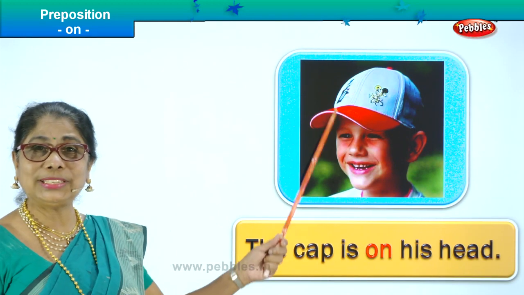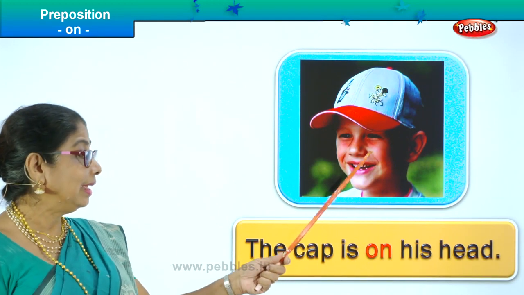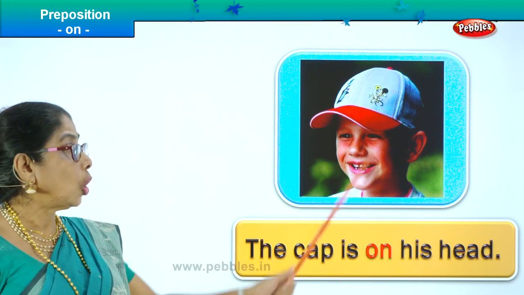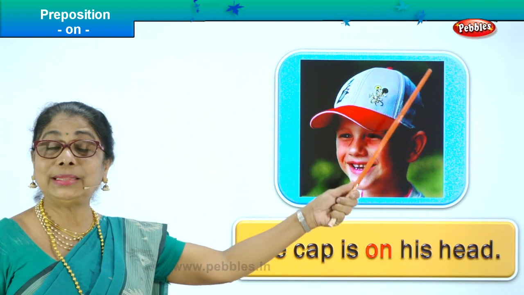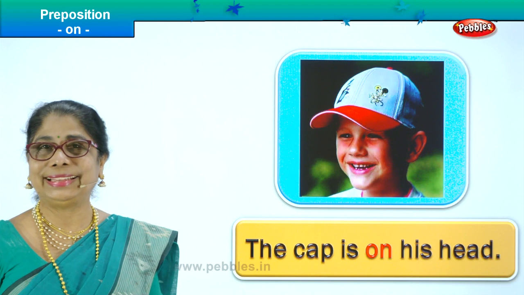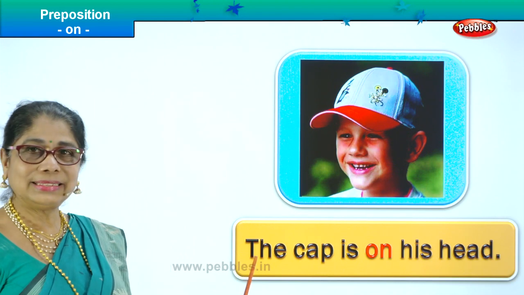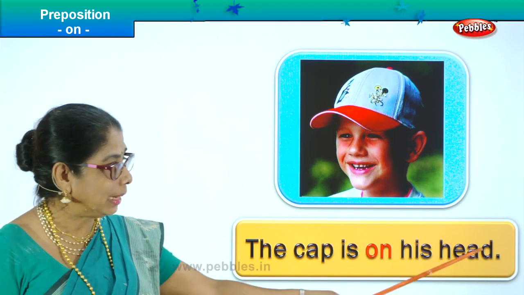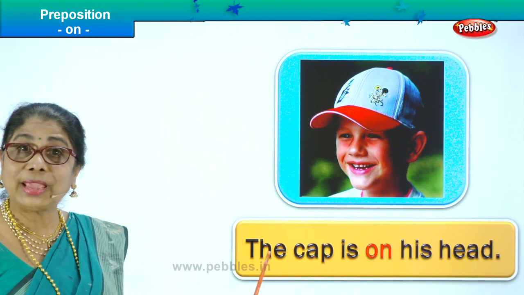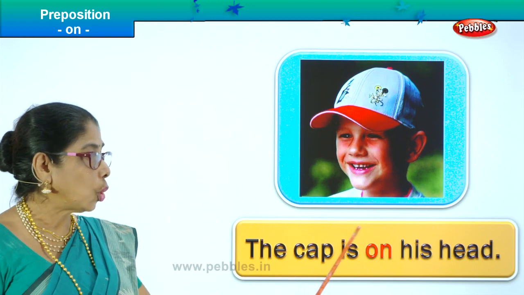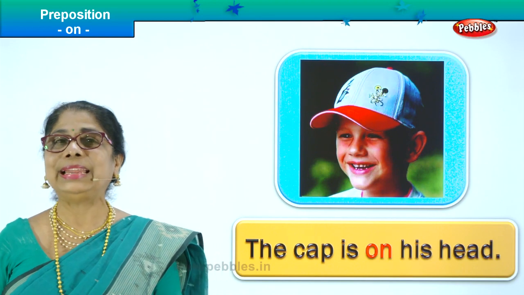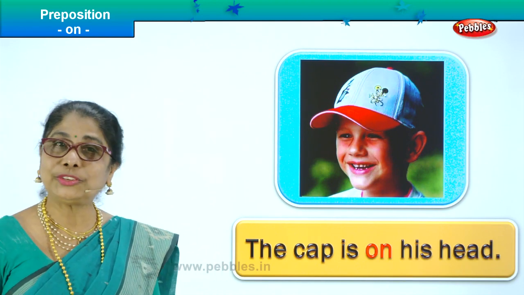Look at this little boy. What's he wearing? He's wearing a cap. Where is the cap? The cap is on his head. Where is the cap? The cap is on his head. Sentence beginning with the capital letter, ending with full stop, preposition on we are doing. Let's read together. The cap is on his head. Good. Let's take our next picture.